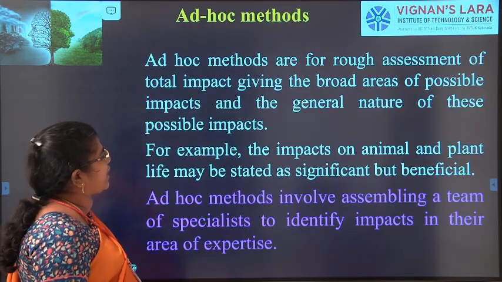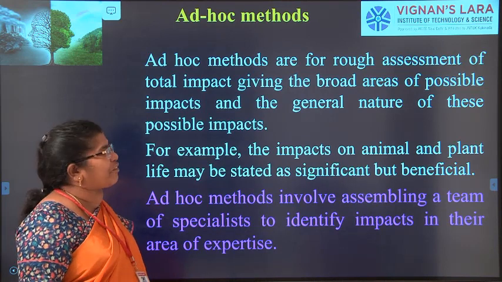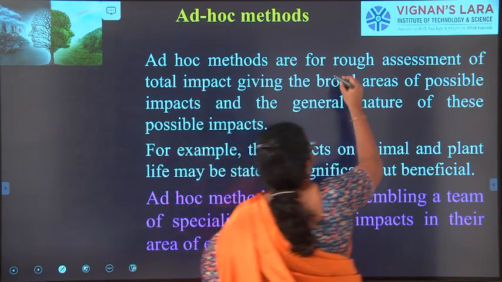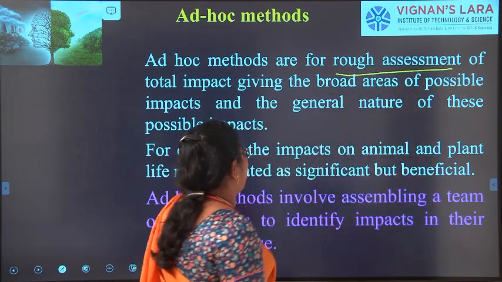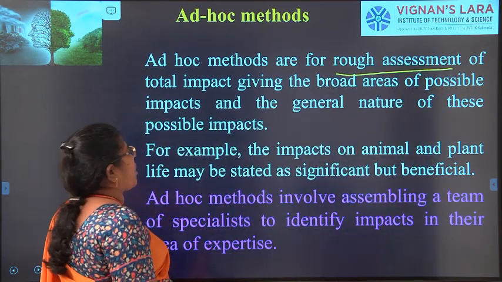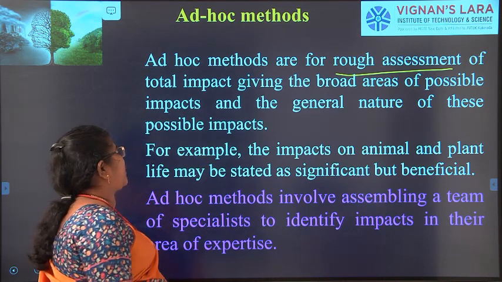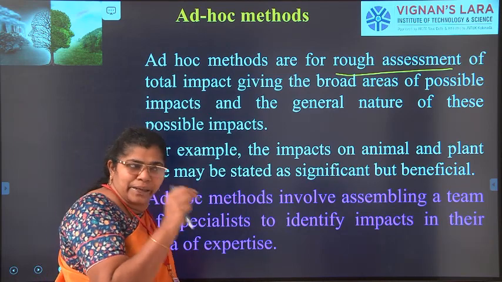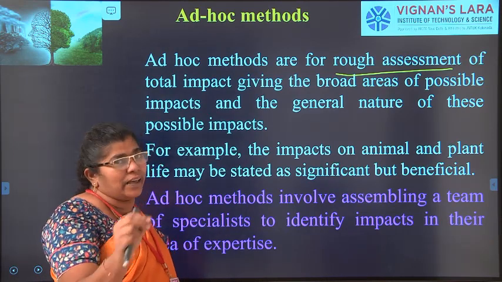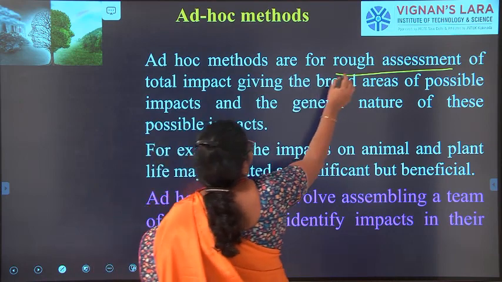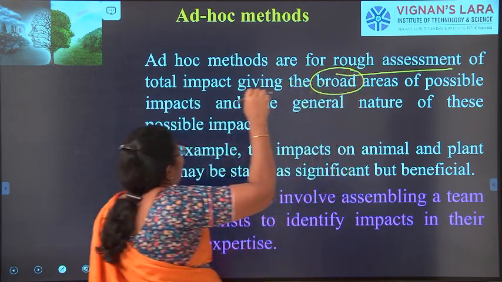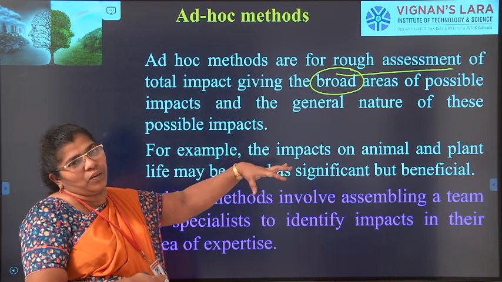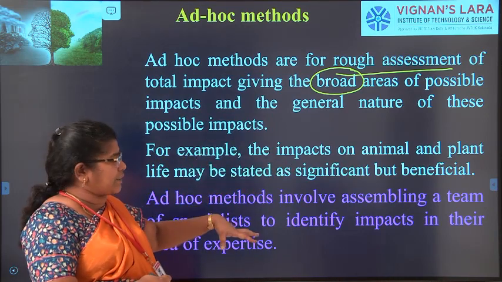So first we will see what is ad hoc. Ad hoc methods are a rough assessment of total impact, right? It is a rough assessment of total impact, giving broad areas of possible impacts and the general nature of these possible impacts. It doesn't give very specific things, like these are the impacts due to these other things. It will give only a broad area of what the possible impacts are, and the general nature of these possible impacts.